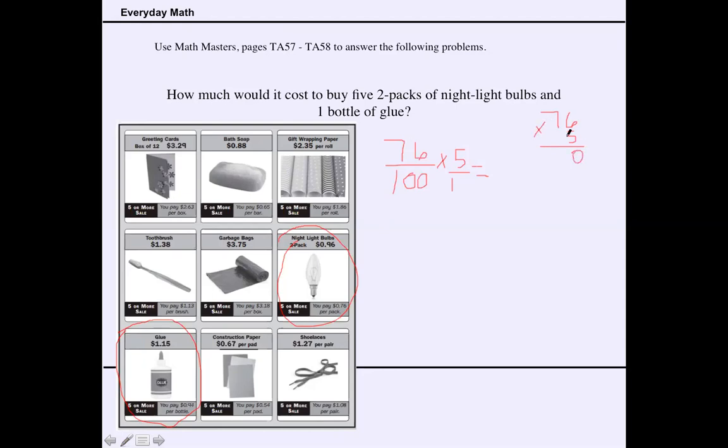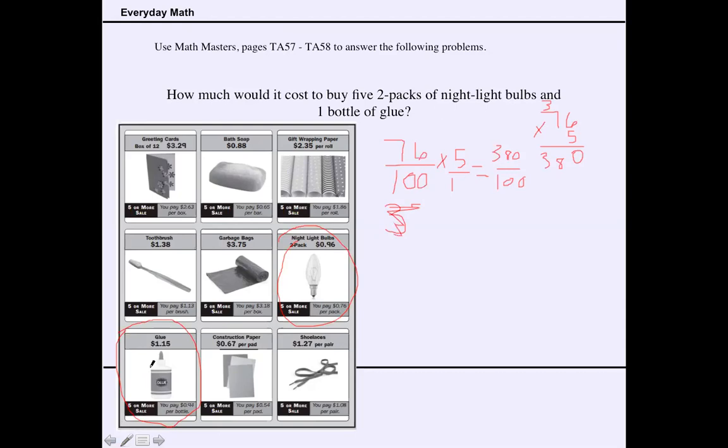6 times 5 is 30. 7 times 5 is 35, plus 3 is 38. 380. So I know that the pack of light bulbs is going to be 380 over 100. Let's keep it like this for now until we figure out the next one.